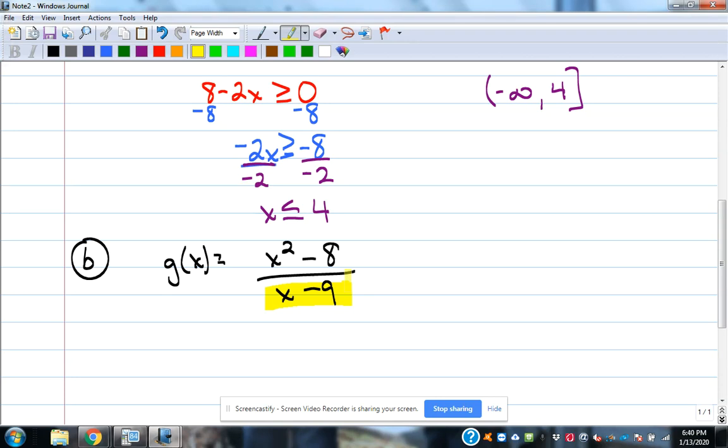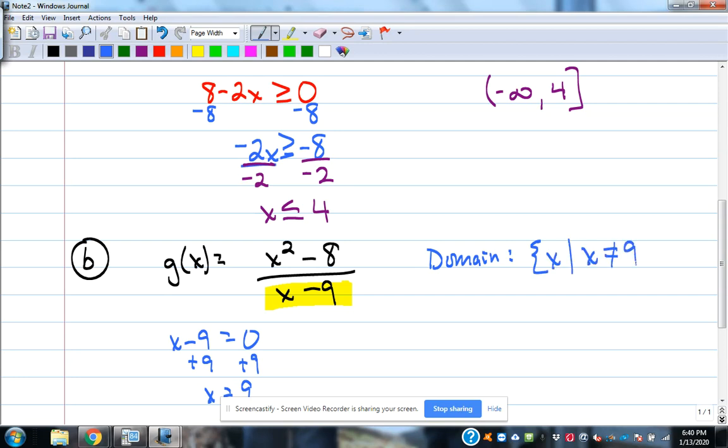Then we've got to figure out, okay, what x value could make that equal 0. So we take that denominator, x minus 9, and set it equal to 0 and solve it. That's an easy one. You just add 9. And if x were 9, then we'd get division by 0. So the domain in set notation is all x's as long as x does not equal 9. In interval notation, we go from negative infinity up to 9, skip 9, and then go to positive infinity.